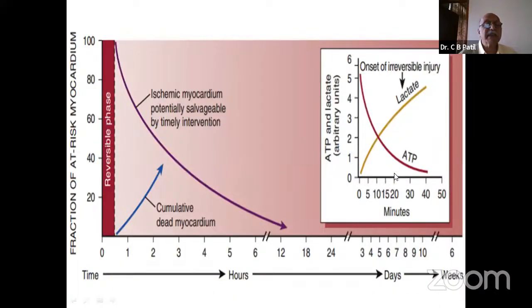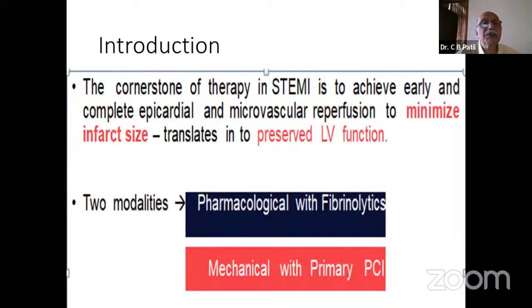So as the time elapses, the ischemic myocardium gradually comes down, whereas the dead myocardium gradually increases. The lactate accumulation becomes more, and energy-rich molecules like ATP go on dwindling. So just to introduce, the cornerstone of therapy in ST elevation myocardial infarction is to achieve early and complete epicardial and microvascular reperfusion. That is very, very important.